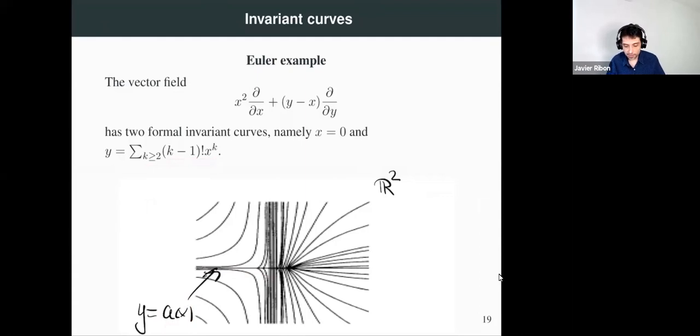And to the right of the y-axis, the situation is even better because we have infinitely many of these invariant curves that go to the origin, and all of them satisfy the same property. They're all C-infinity, and the Taylor expansion at the origin is this one. So none of these curves is analytic, but we have a geometric realization of some kind of this formal object that's invariant by the vector field.